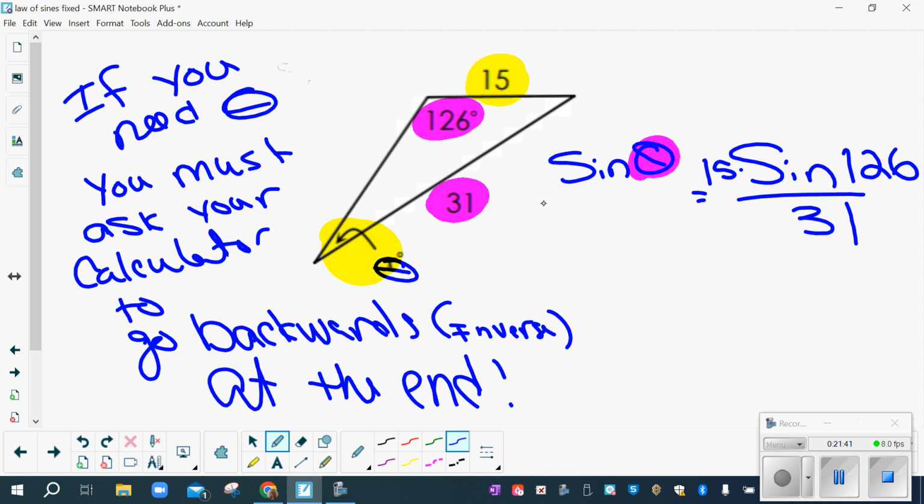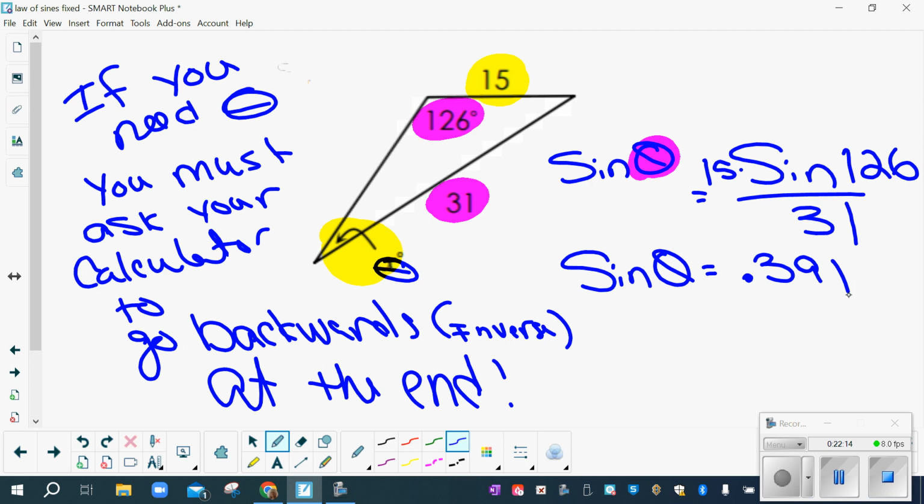Okay, so here's what I got. I got the sine of theta is 0.391. Is everybody cool with that? Did I lose anybody? So here's what, Jackson, I don't want that. I want to know what angle matches that. So this is where we say to our calculator nicely, pleasantly, use good manners. Please, Mr. Calculator, go backwards. If I know the decimal, can you give me the angle that matches that?